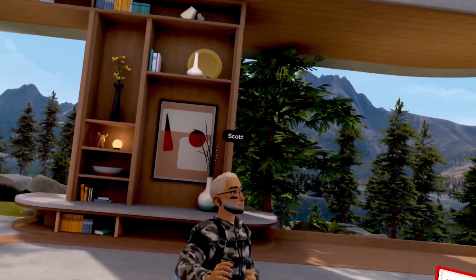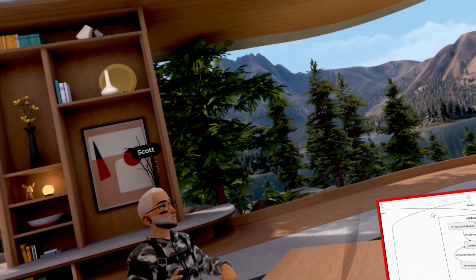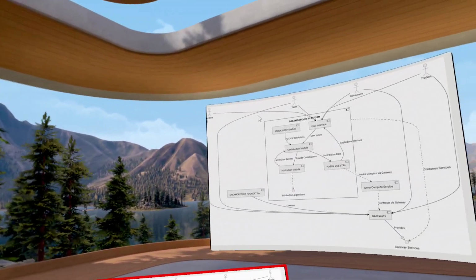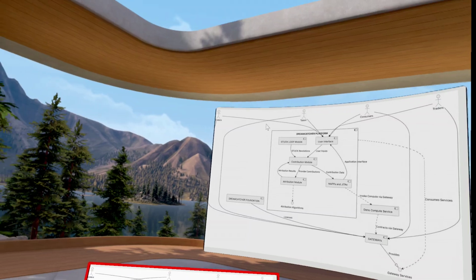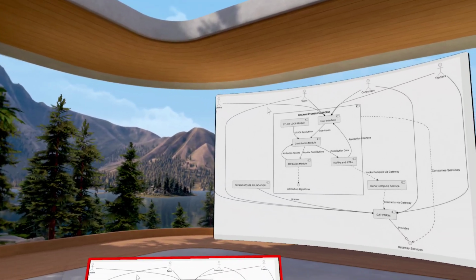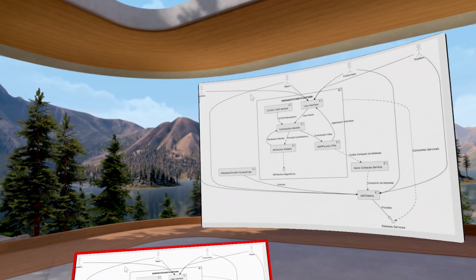Isn't it the case then that the only change we're really talking about here is platforms can go through gateways just to make it easier to interact with other platforms.